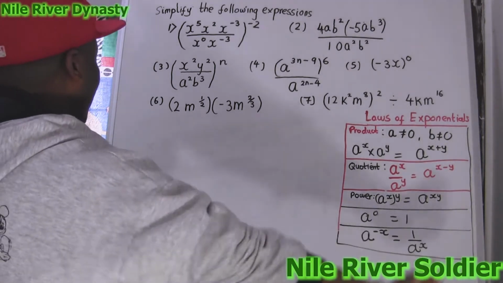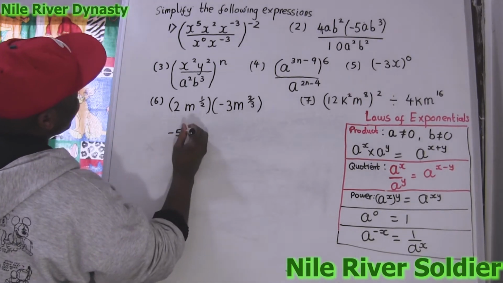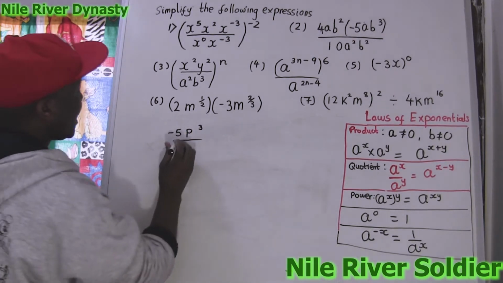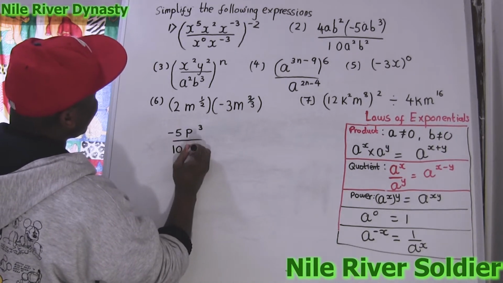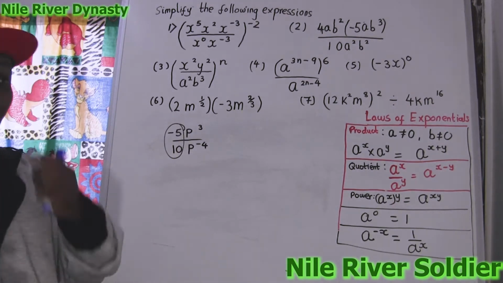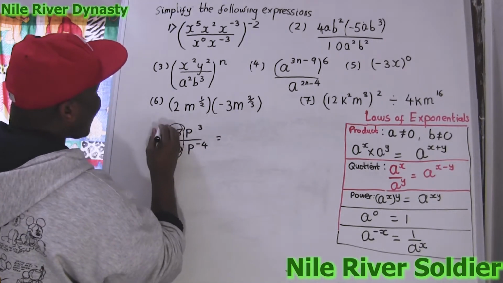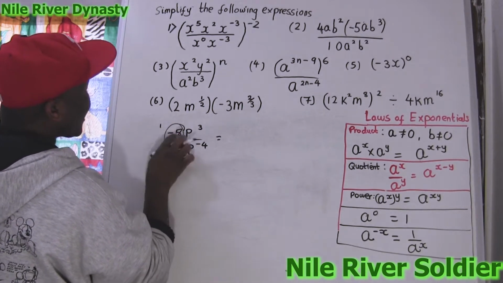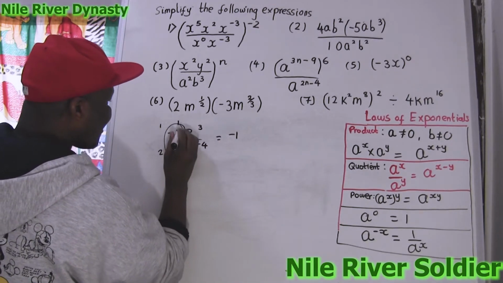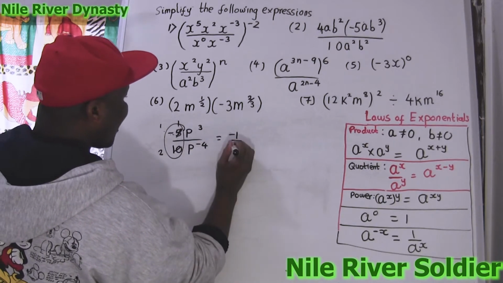Cool, let's go. So now they're going to give something like this. For example, let's say negative 5 p power 3 over 10 p power negative 4. So this is just a number, it has nothing to do with the letter, because your focus has to be the letter. Negative 5 over 10: how many 5s in 10? 2. So we still have a negative, so it's like negative 1 over 2.